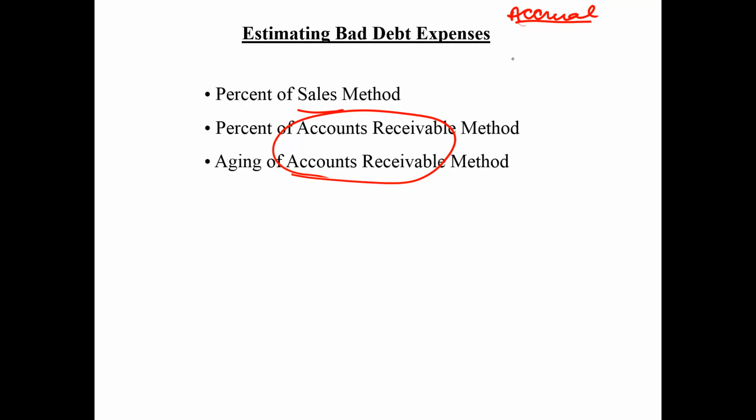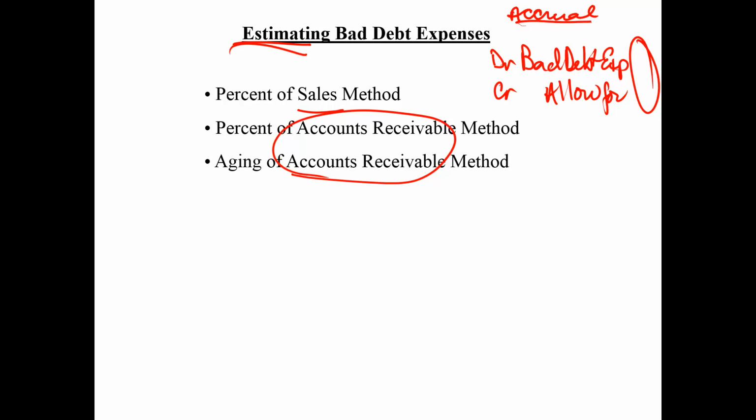Thus, we need to make that adjusting journal entry, which is debit bad debt expense, credit the allowance for doubtful accounts, uncollectible accounts, or bad debts, and the amount is an estimate.